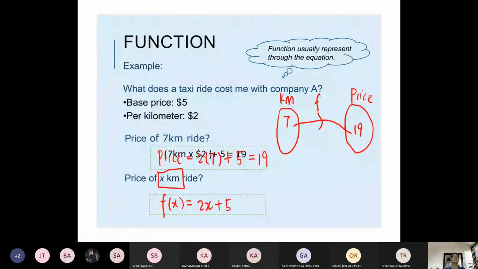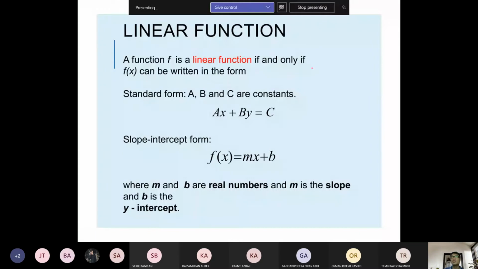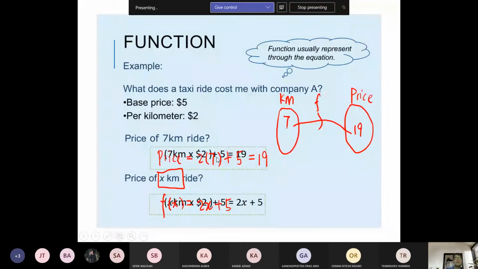Let's continue. Now we are going to learn the linear function. There are actually many functions, and the first one we are going to learn is called the linear function. If we draw the graph, the linear function will be a straight line. The linear function is always in this form. Remember the previous one?